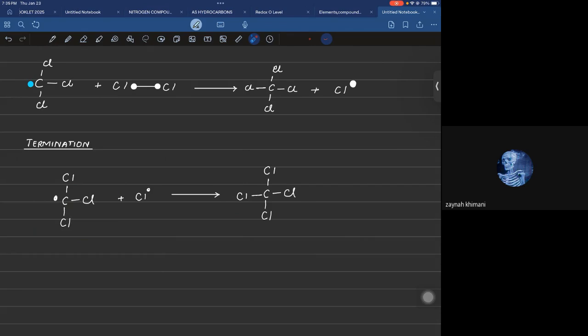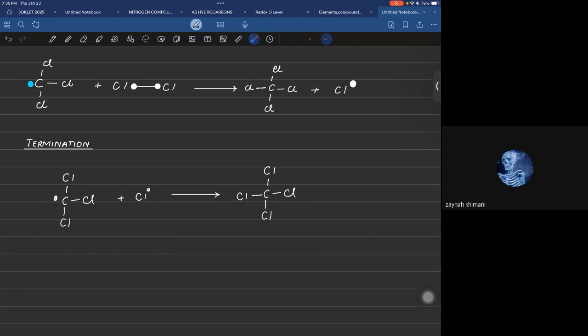Sometimes you would see that the examiner would be giving you ethane rather than methane. In ethane, how many hydrogens do we have? Six hydrogen atoms. Meaning, you have to substitute six hydrogen atoms.